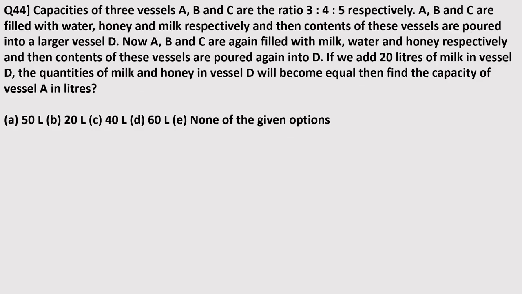Slightly difficult to comprehend this question. Capacity of three vessels A, B and C are 3, 4, 5 respectively. Guys, I am assuming these are 3 liters, 4 liters and 5 liters respectively. And A, B and C contain water, honey and milk respectively. Ratio is 3, 4, 5, I am taking the least value possible, so 3 liters, 4 liters and 5 liters.